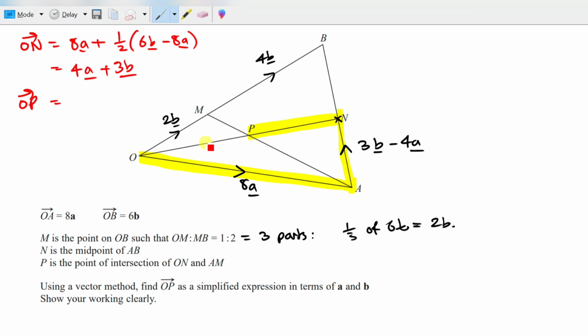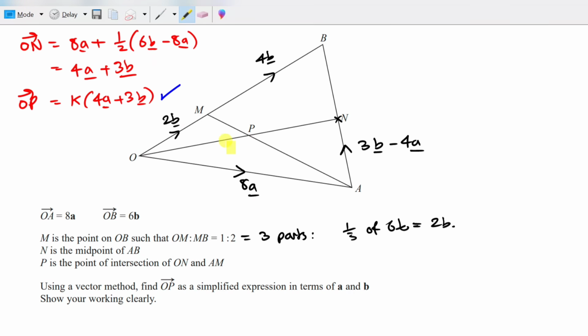So we need to find some scale factor, like how far is it? So we can say we've got some scale factor K times O to N, sorry. And O to N is 4A plus 3B. We found one equation, so one equation is sorted out. Now we need to find the second equation. So I'm going to rub out this vector root. And we're going to ask ourselves how we're going to find another O to P.